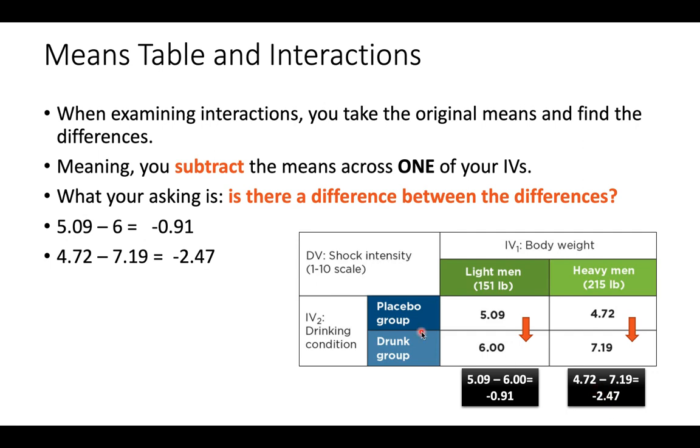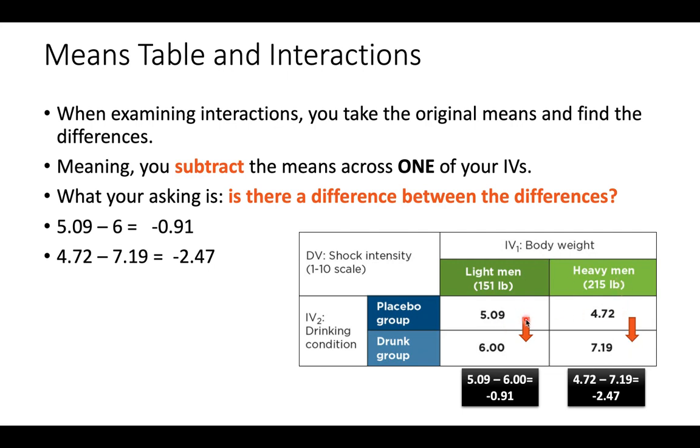So what we see happening looks like an interaction because our difference scores differ, meaning the impact of alcohol on light men is pretty small, 0.91. But the impact of alcohol on heavy men is dramatic, right? Alcohol treats light men differently than heavy men. The effect of alcohol depends upon whether you are light or heavy.